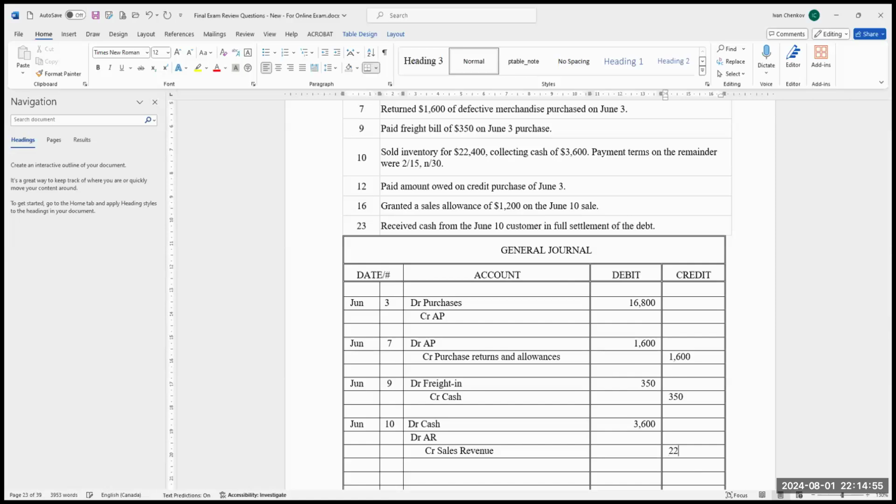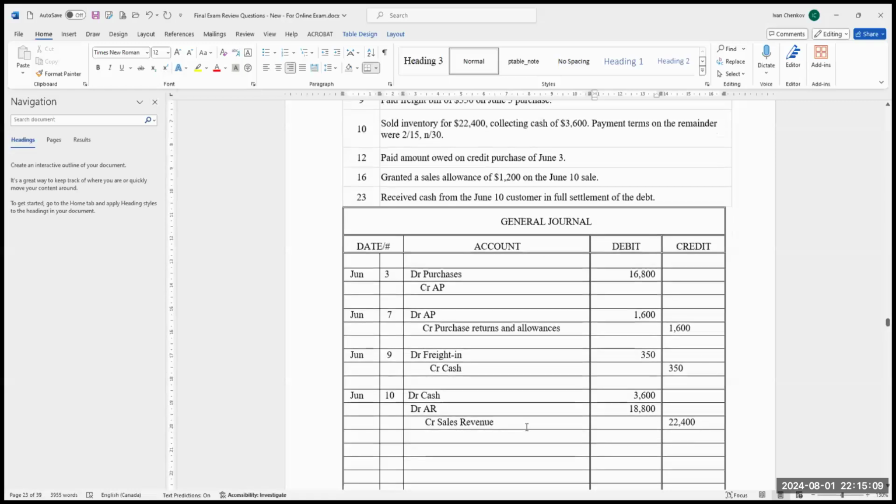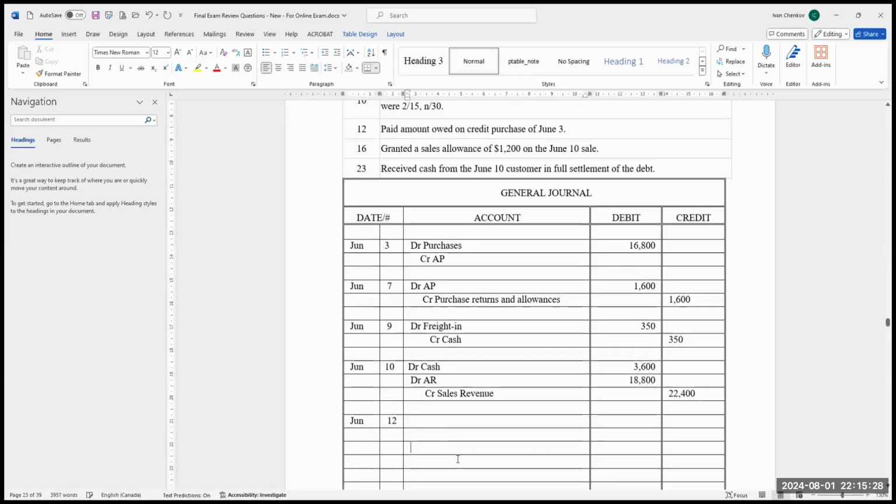Total revenue here is 22,400, and you work out the amount of the accounts receivable, which in this case is 18,800. Then we're going to pay the amount that we owe for the credit purchase on June 3rd. So how are we going to pay this amount? Obviously, we're going to pay it in cash, on June 12th. That's credit to cash. The question is how much cash we have to pay.